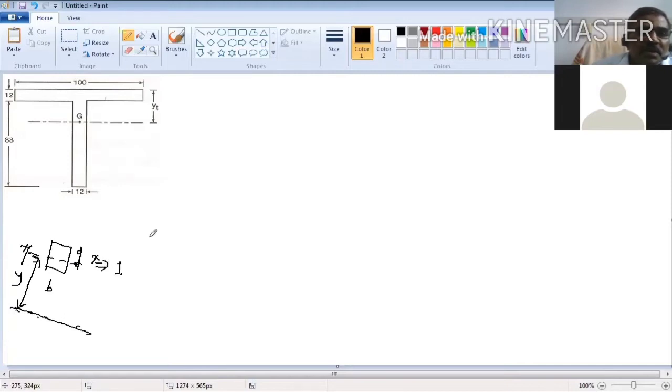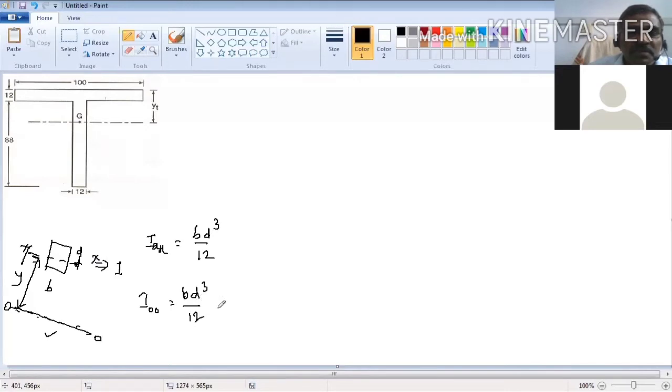If you want to calculate the moment of inertia about the central x-axis, that is the neutral axis, then the equation is bd cubed by 12. Suppose you want to calculate it about this axis OO, away from the neutral axis, at a distance y from the neutral axis. Then you have to use the parallel axis theorem. What is the parallel axis theorem? I_OO is equal to the same bd cubed by 12.